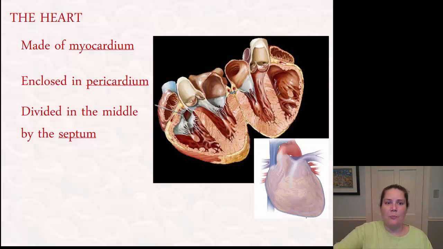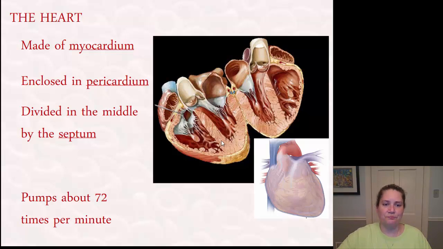The heart is divided in the middle by the septum. So this is the septum right here. You also have a septum in your nose. It's a dividing structure inside of a cavity. Your heart pumps about 72 times per minute. And 72 times per minute is, of course, an average. It's going to depend on how old you are, how fit you are, the different genetics of your life, and stuff like that.